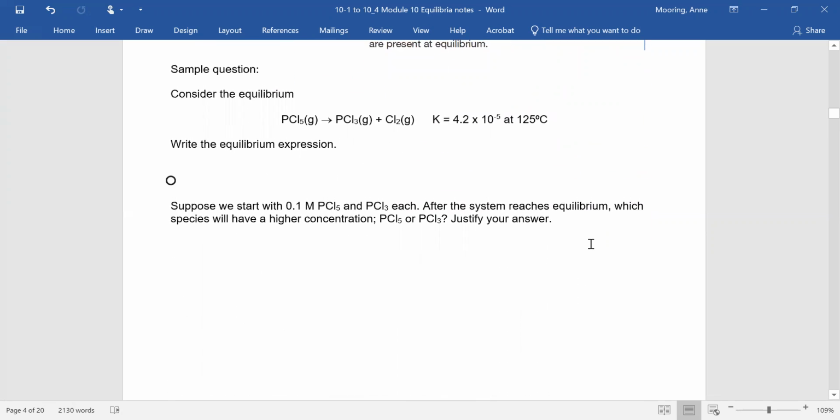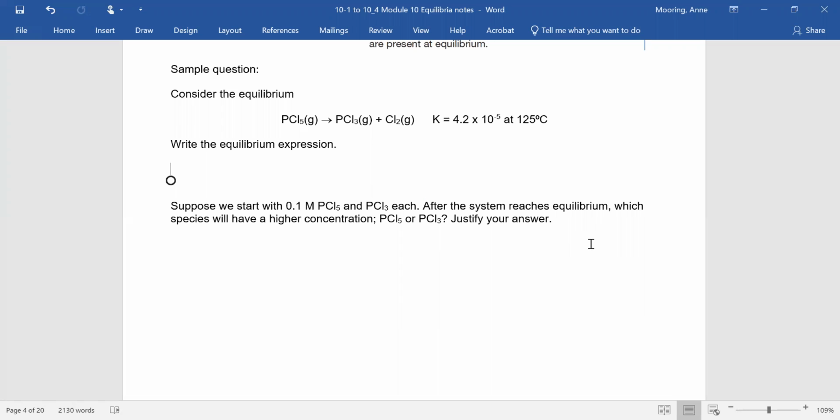Sample question. Consider the equilibrium PCl5 decomposing to form PCl3 plus chlorine. And we're given that K equals 4.2 times 10 to the negative fifth at 125 degrees Celsius. First, you may be asked to write the equilibrium expression. So, okay, we can write the equilibrium expression.